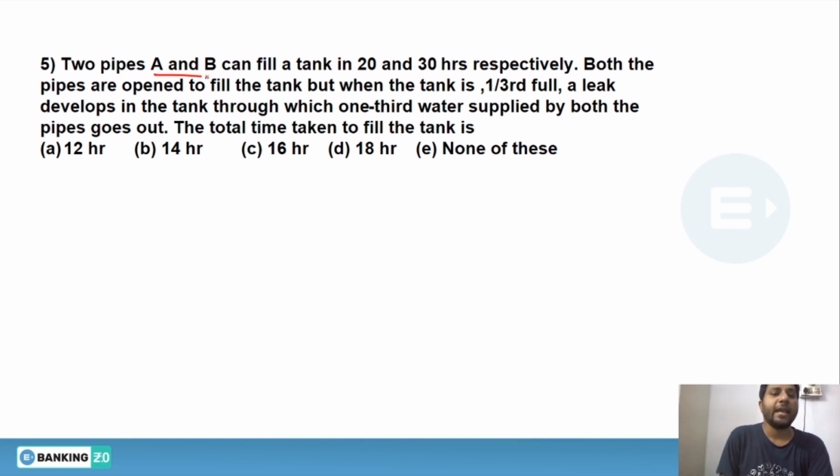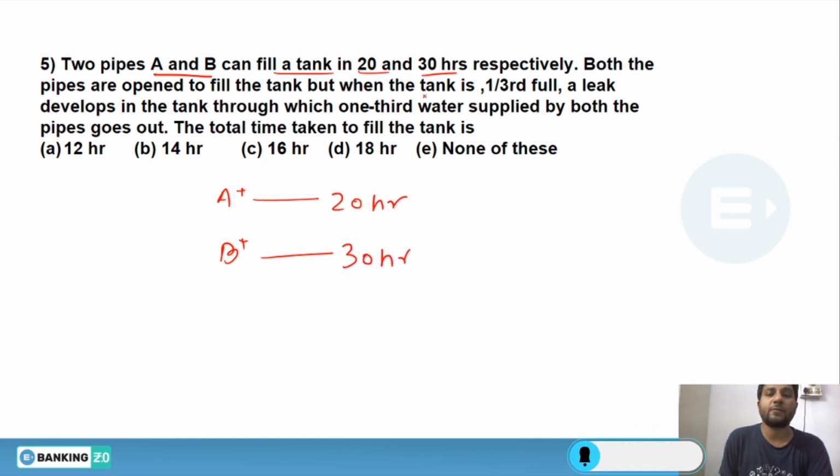As you can see, A and B can fill a tank in 20 and 30 hours. A takes 20 hours while B takes 30 hours. Both the pipes are open to fill the tank, but when the tank is 1/3 full, a leak develops in the tank through which 1/3 of the water supplied by both pipes goes out. Then find the time taken to fill the tank.